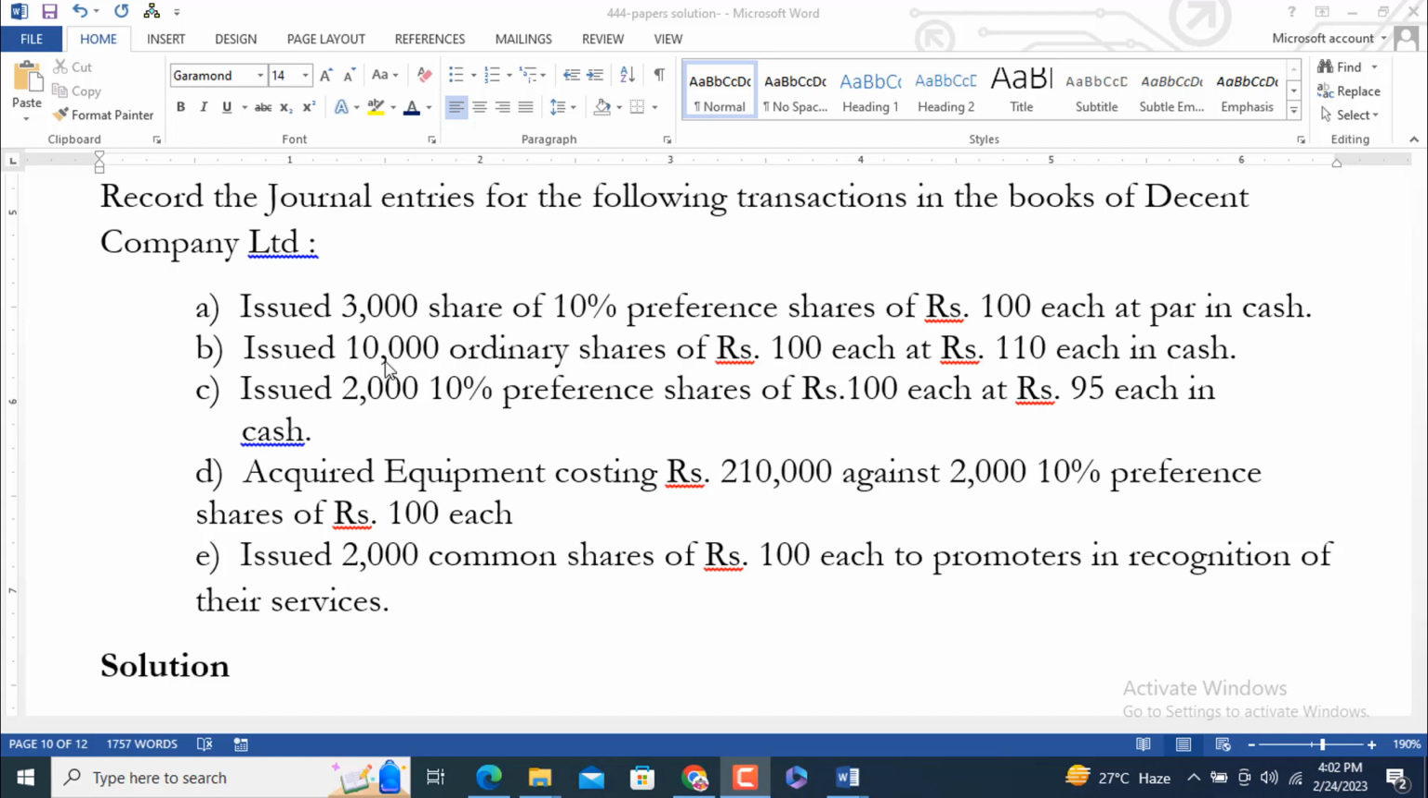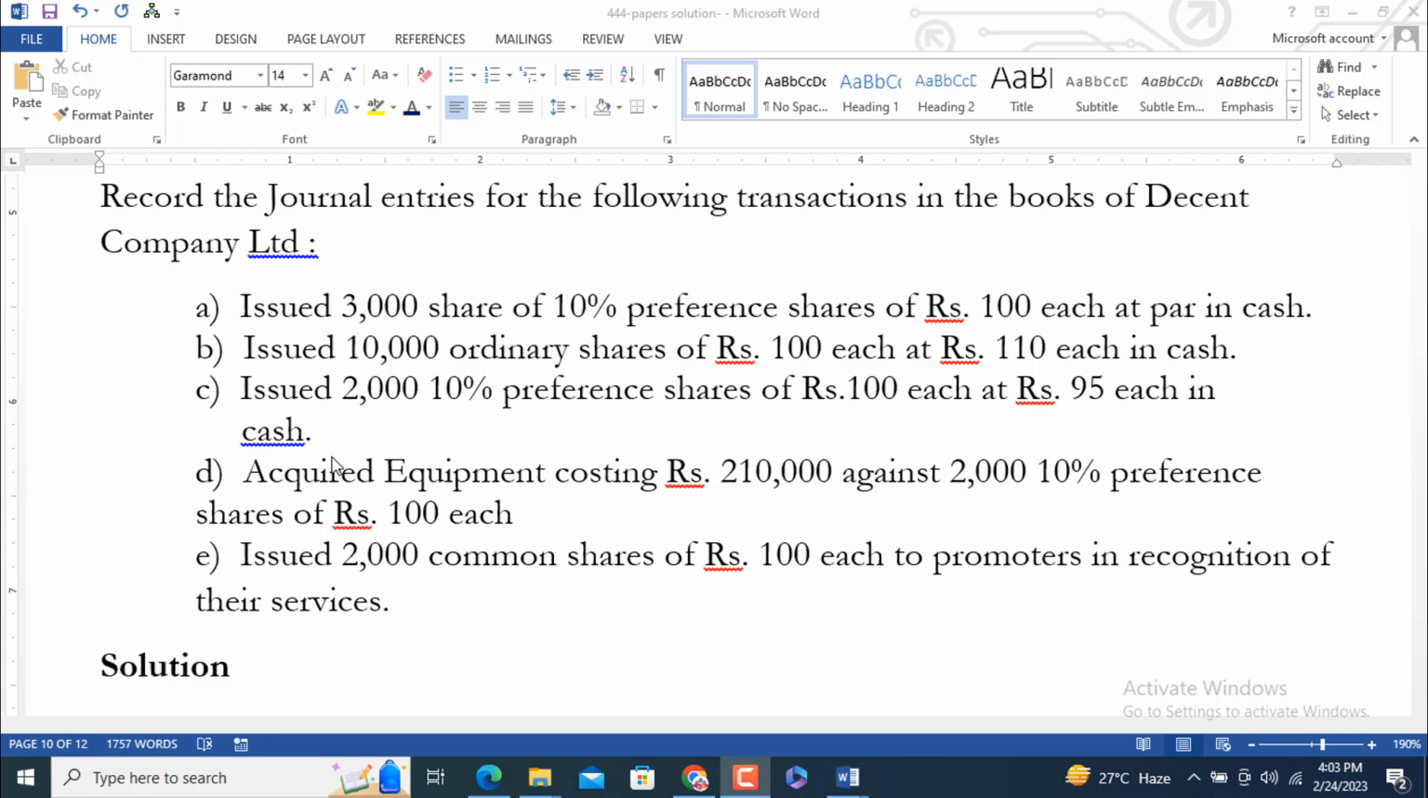Then in the second transaction, issued 10,000 ordinary shares of rupees 100 each at rupees 110. It means you see that the floating price is greater than the par value by 10 rupees. It means the share has been issued on a premium. Issue 2000 shares of 10% preference shares again of rupees 100 each at rupees 95 each in cash.